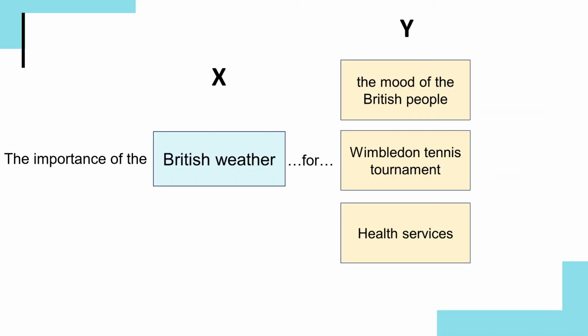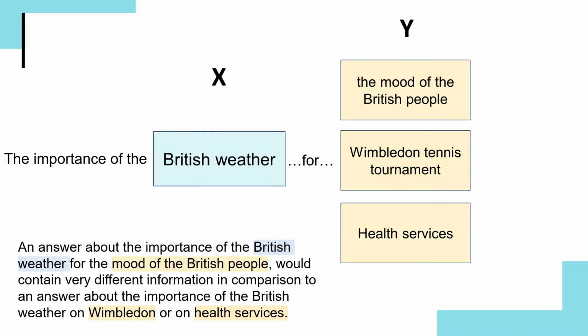Take this non-history example. The topic given is the British weather, X, and there are 3 different potential Y parts to the question. So the why part of the question really matters. An answer about the importance of the British weather for the mood of the British people would contain very different information in comparison to a question about the importance of the weather for Wimbledon or on the health services.